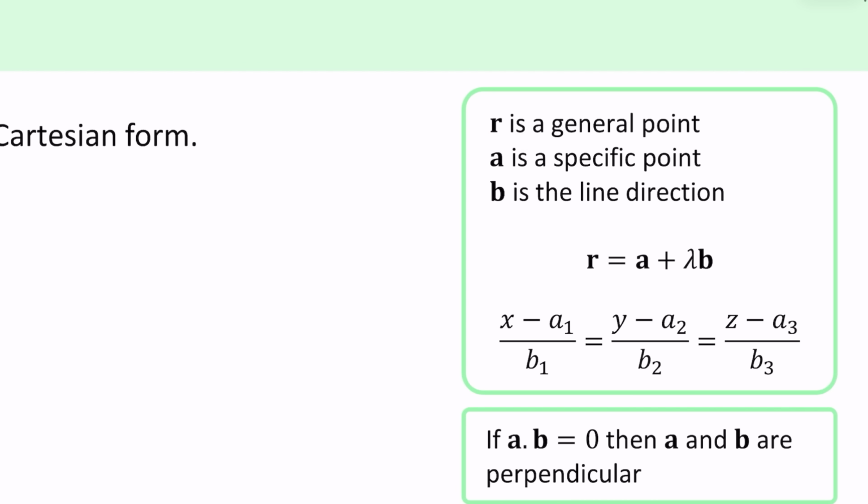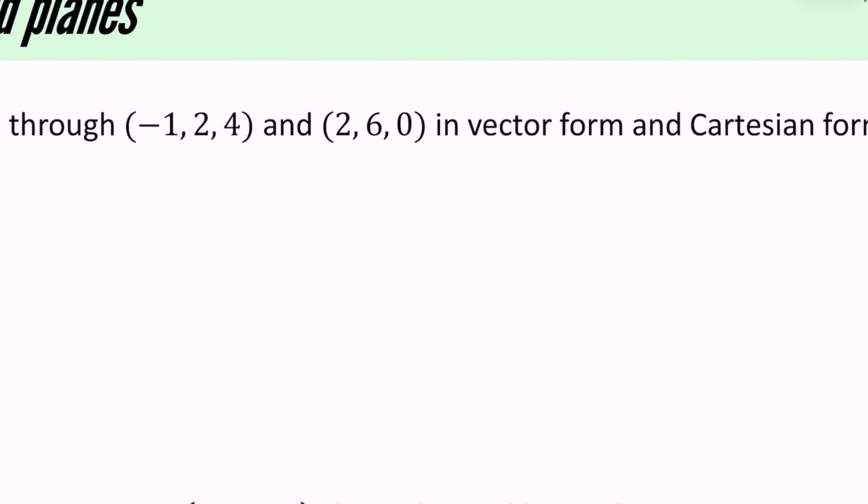So to remind us, r is a general point on the line, a is a specific point or coordinate that's on the line, and b is the direction of the line, or a vector that is parallel to that line. And it's r equals a plus lambda b, where lambda is the parameter that varies to get you to various different points on the line. In the Cartesian form, the denominators b1, b2, b3 are the components of the b vector, and in the numerator, the things being subtracted from the x, the y, and the z are the components of the a vector, a1, a2, and a3.